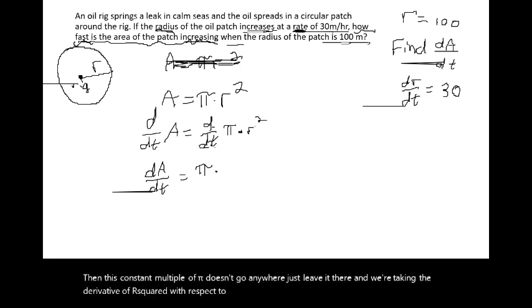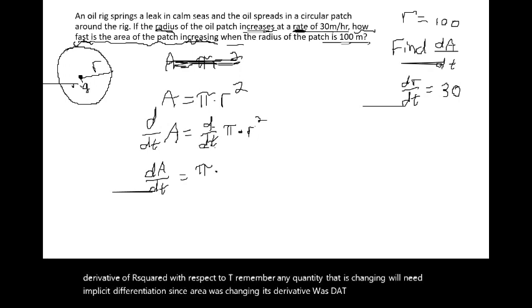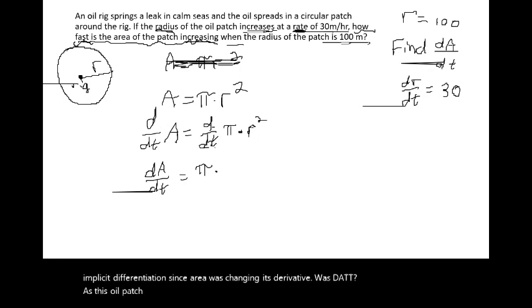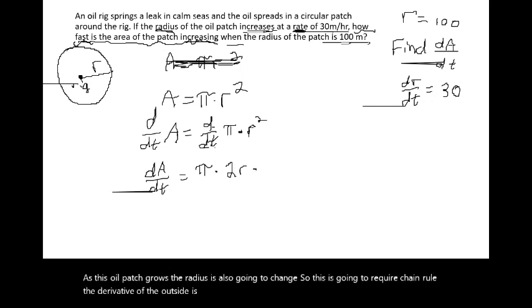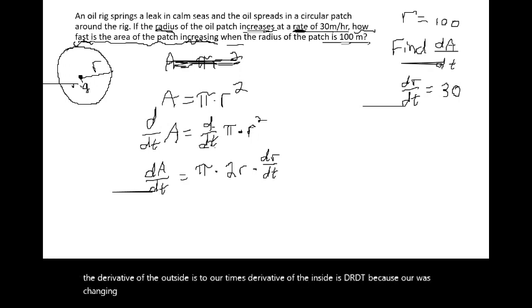Remember, any quantity that is changing will need implicit differentiation. Since area A was changing, its derivative was dA/dt. As this oil patch grows, the radius is also going to change, so this is going to require the chain rule. The derivative of the outside is 2r, times the derivative of the inside is dr/dt. Because r was changing, it needed a dr/dt. It's a function of time.